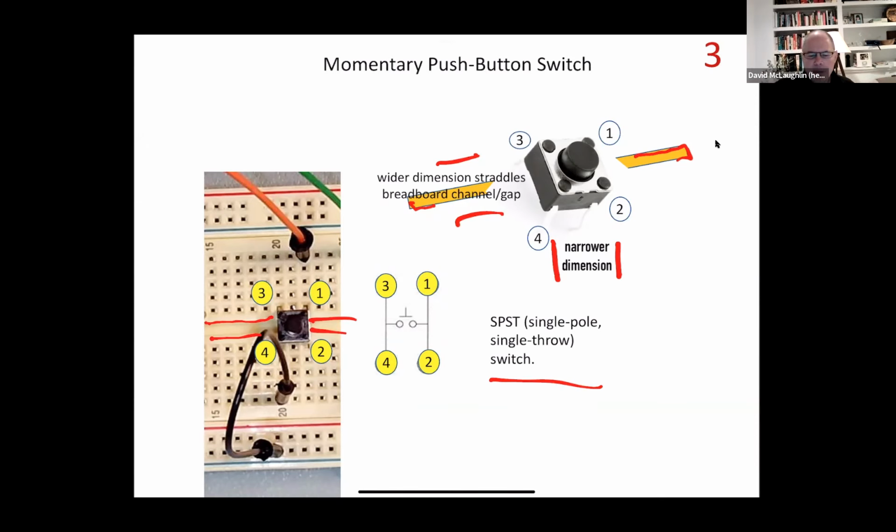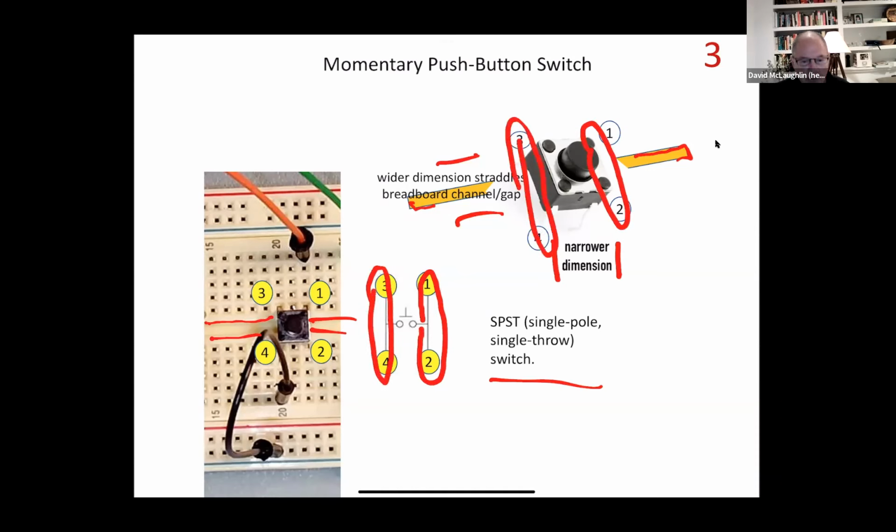And the thing about the two poles, right? One of them is this pair of connections 1 and 2. So these two are connected together internally inside the switch. And then likewise, 3 and 4 are connected together internally in the switch. And then what happens is when you push the button down, you're actually making contact between those two sides.